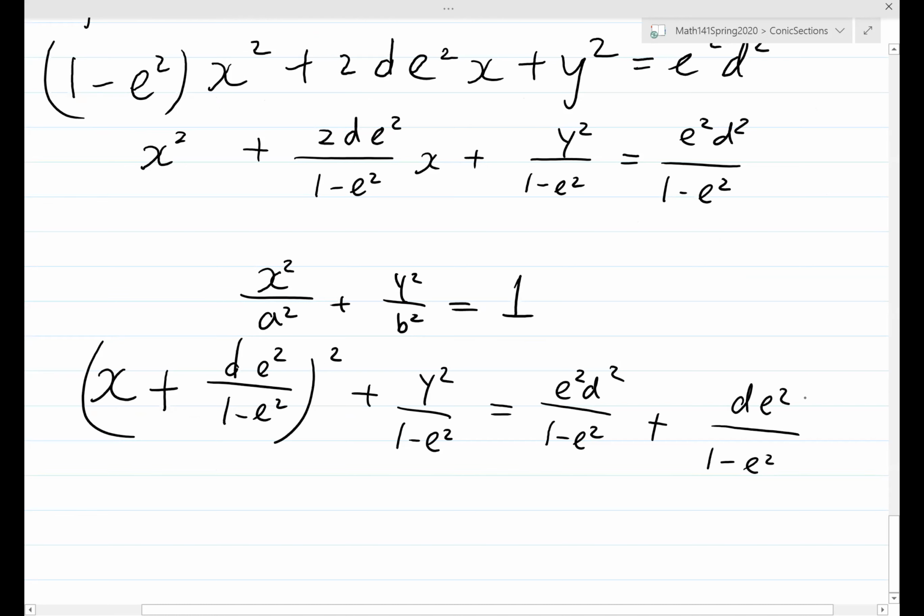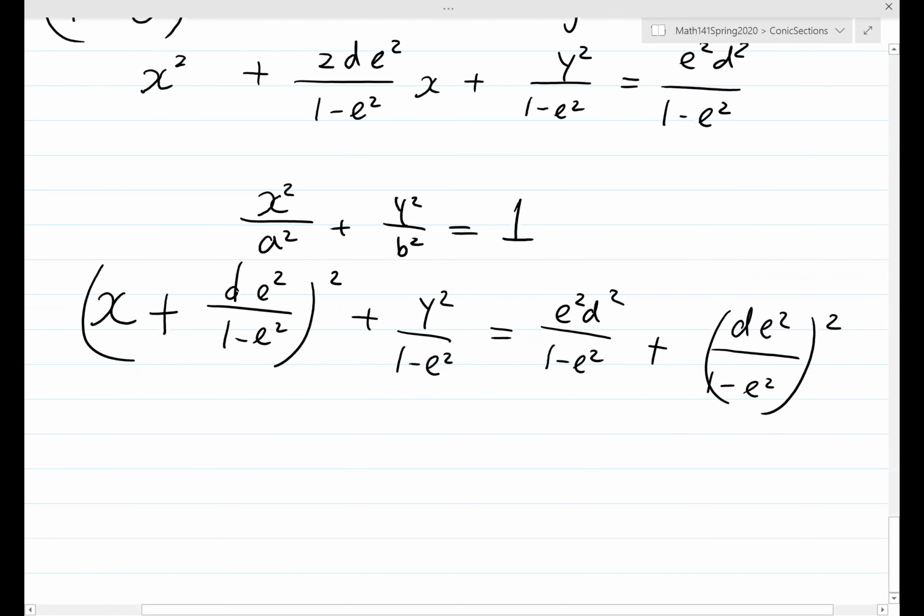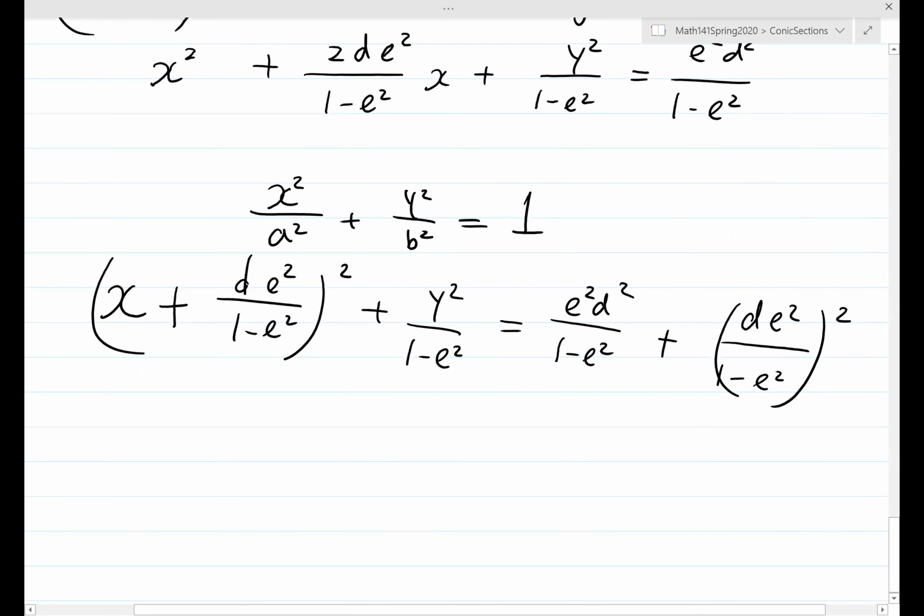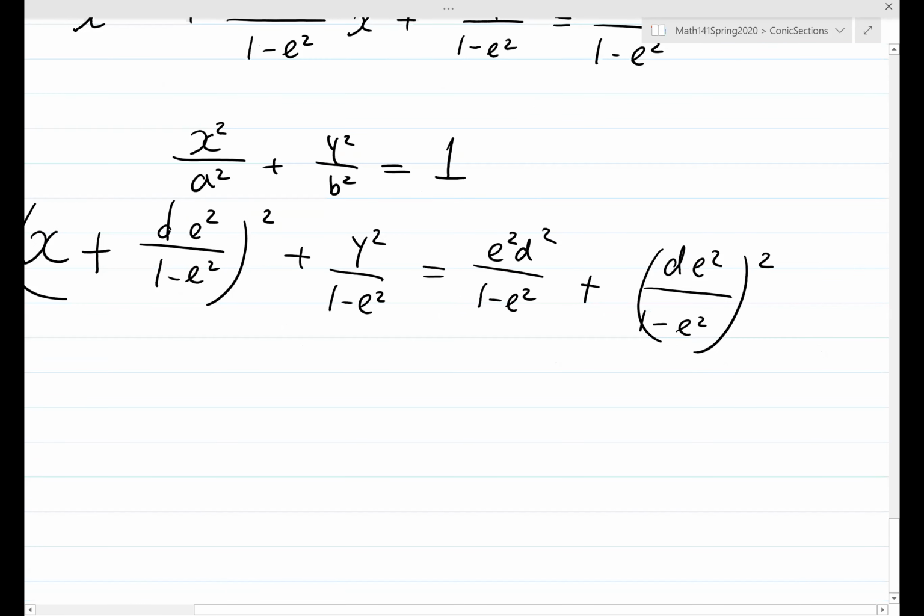D squared e squared, squared. Now this comes from the actual constant term when we complete the square. And then, what do you finally get? This will be the right side. What we get is this thing.